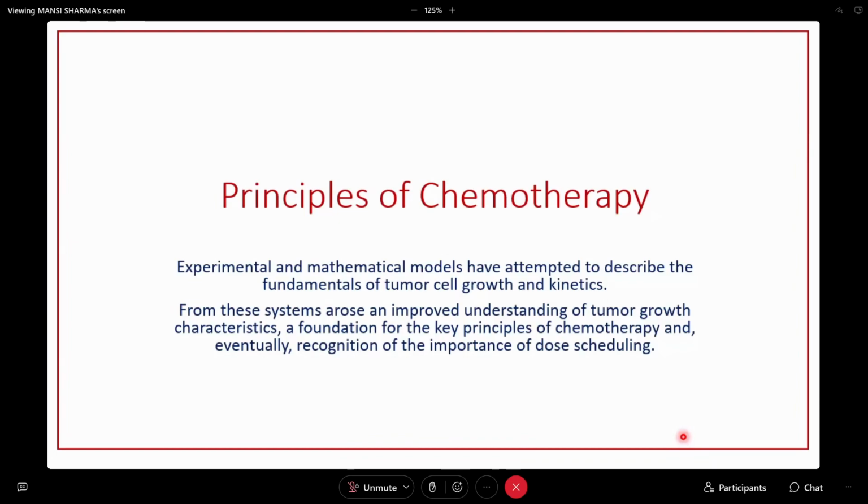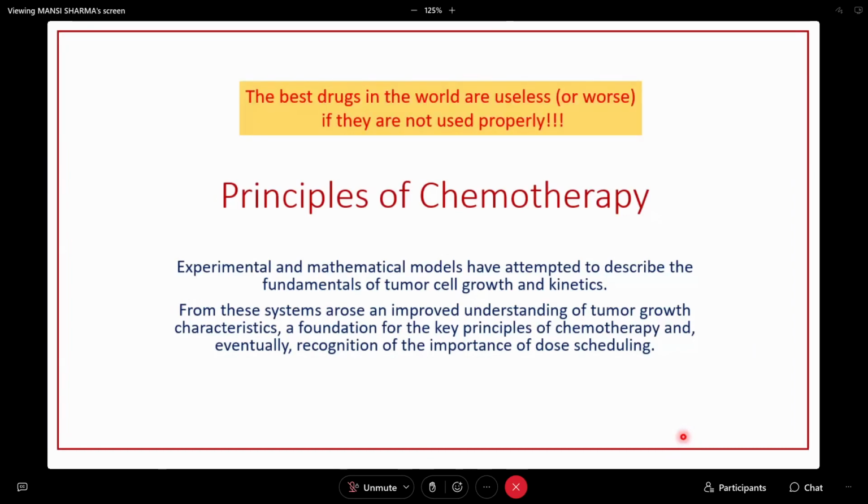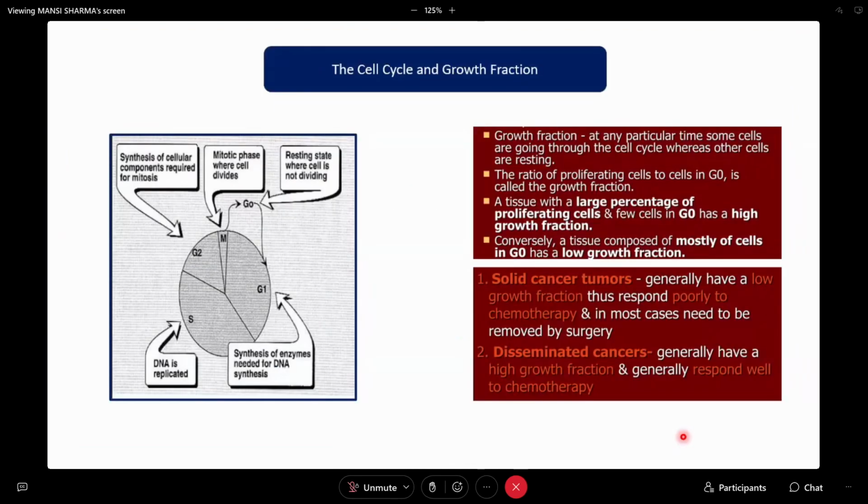We're still evolving, right? So this started off with experimental and mathematical models, which attempted to describe the fundamentals of tumor cell growth and kinetics. Then they used those principles of tumor cell growth and kinetics, and then figured out how to give chemotherapy according to these principles. So the best drugs in the world are useless, or even worse, if they're not used properly. Now, again, I'll start off with the cell cycle and growth fraction before I go on further. So the growth fraction is, at any particular point of time, some cells are going through the cell cycle while other cells are resting.